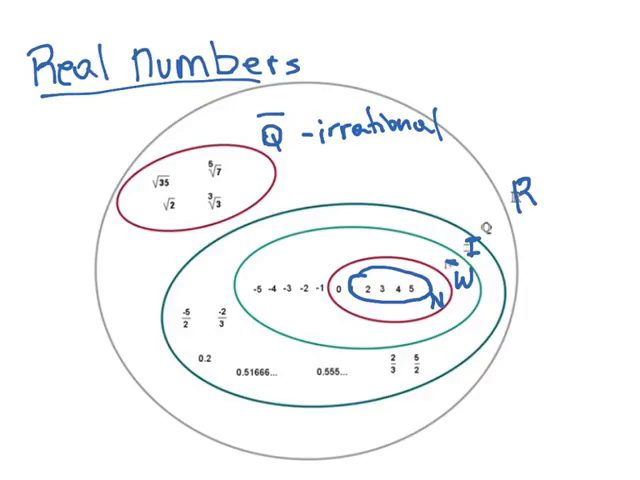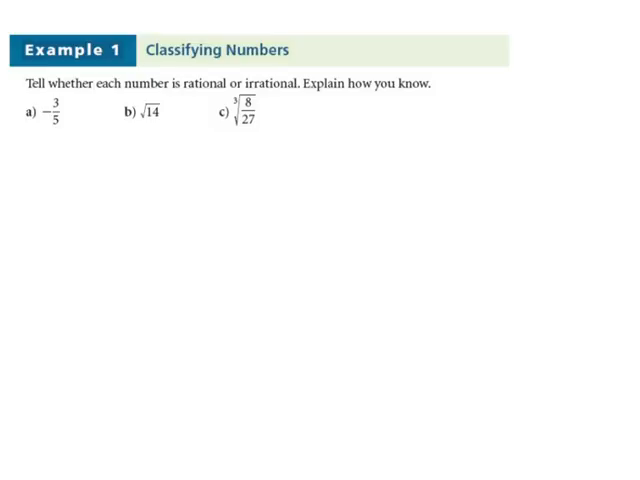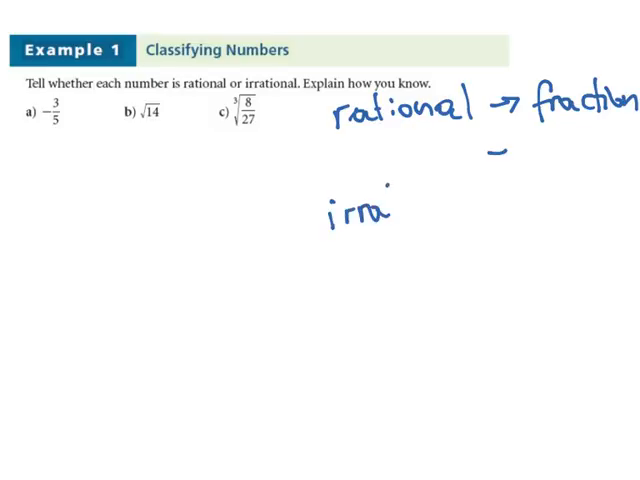So using the knowledge of our types of numbers, we can answer the following question. Tell whether each number is rational or irrational. Explain how you know. So recall that a rational number can be put as a fraction, and irrational is non-repeating and goes forever.